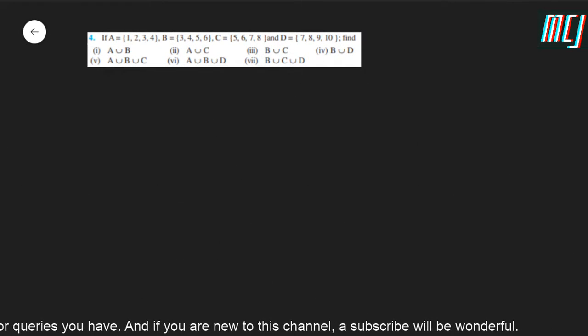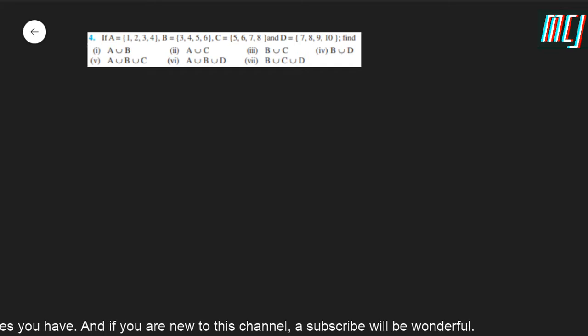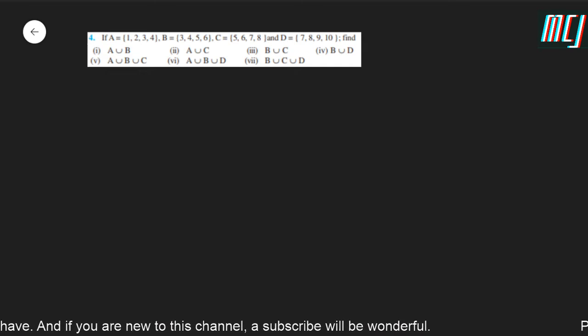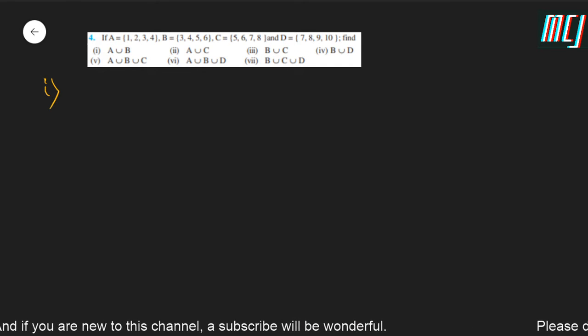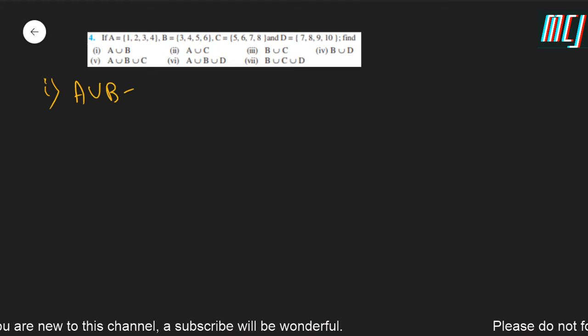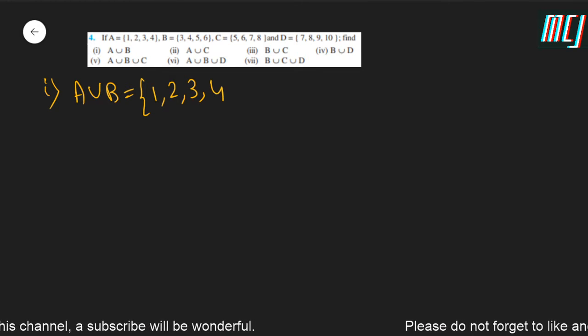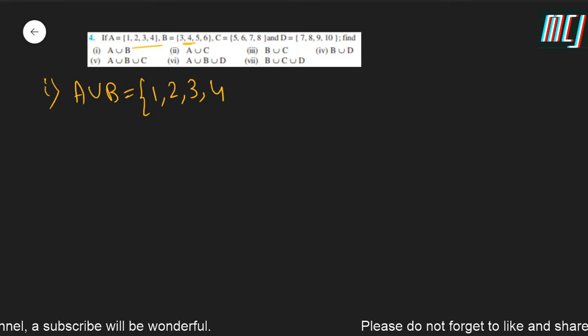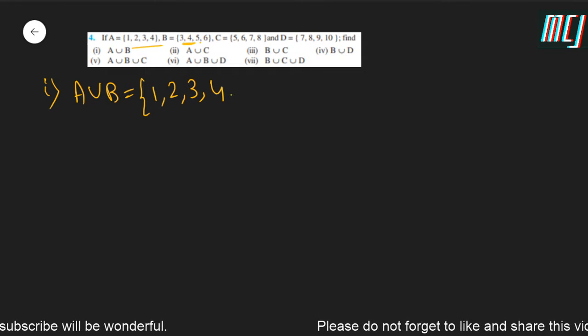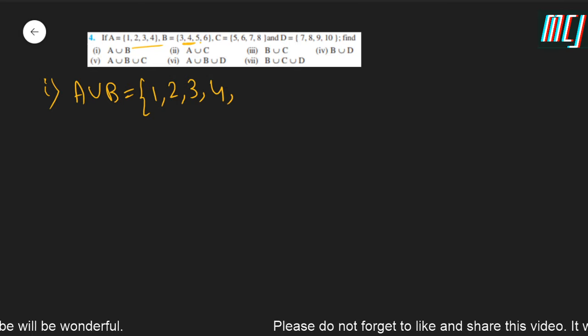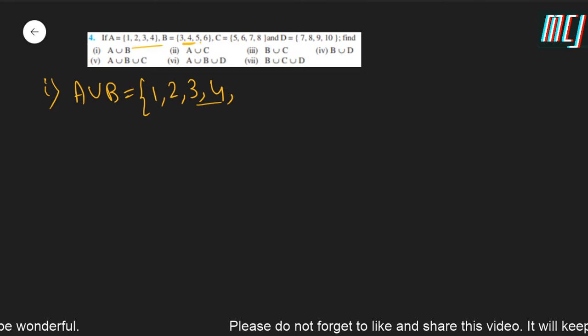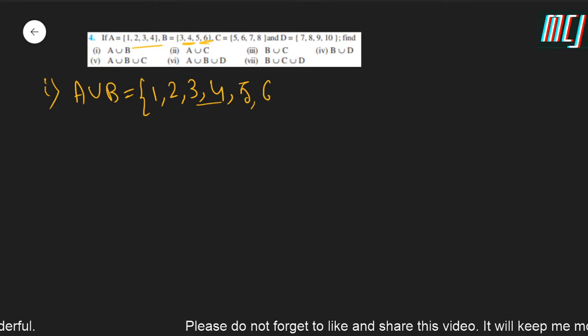See what it is telling here. Four sets are given. You need to find a couple of unions. So see, A union B is equal to 1, 2, 3, 4 in set A. Here 3, 4 are also there, so they are repeating. That means it will come once only, and then 5, 6.